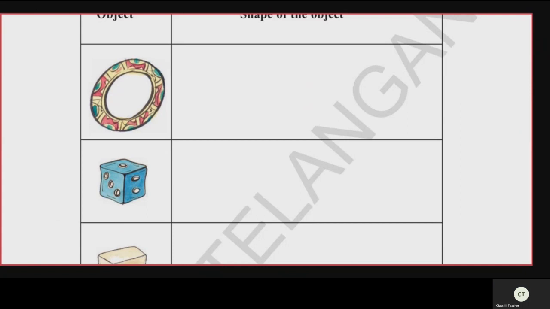Okay. When you trace a dice on a paper, you can see a square on the sheet of paper. Then in the second box, write a square. S-Q-U-A-R-E.